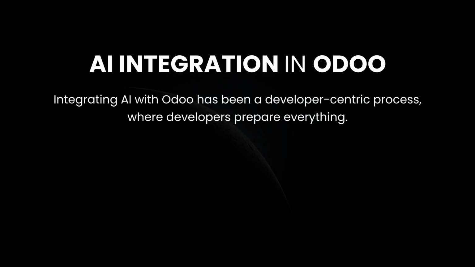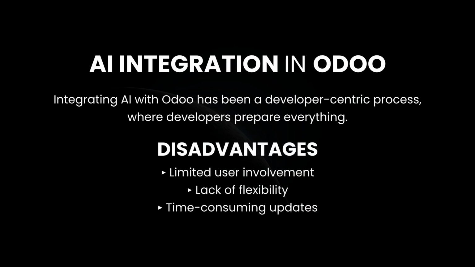Traditionally, integrating AI with Odoo has been a developer-centric process, where developers prepare everything, and users only interact with the AI through a chat interface or predefined workflows. While this approach works most of the time, it comes with several disadvantages. Limited user involvement. Users have little to no control over how the AI behaves or adapts to their specific needs.